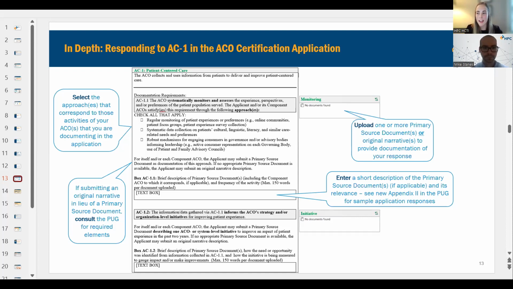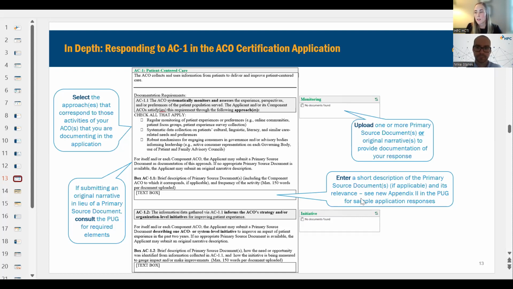As you're thinking through those approaches and selecting the checkbox or checkboxes that reflect the approaches being taken to, in the first half here, monitor and assess patient experiences, you'll need to think about what documentation you're going to provide to support the approaches identified. As I mentioned before, for this assessment criterion, it's either a primary source document or an original narrative. And if you select more than one approach because your component ACOs are taking different approaches to meeting the standard, then you will need to upload separate documentation for each component ACO.